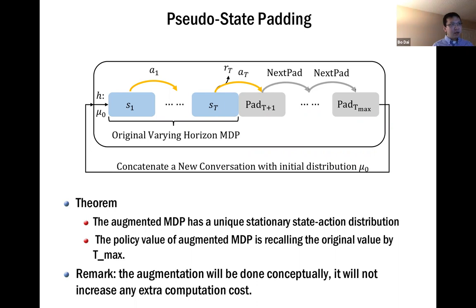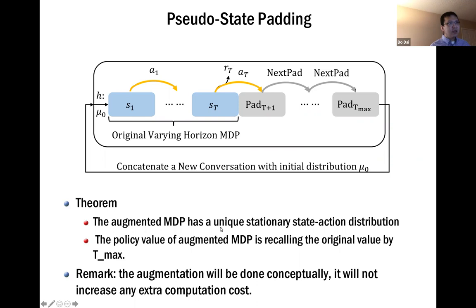Actually, we proved that by this argumentation, this new infinite horizon has a unique stationary state action distribution. But actually, this is not that easy to prove because the vanilla ergodicity argument is no longer valid here, because this MDP, you can see trivially, is periodic. So after T max, you will come back again and so on and so forth. So this is not trivial.